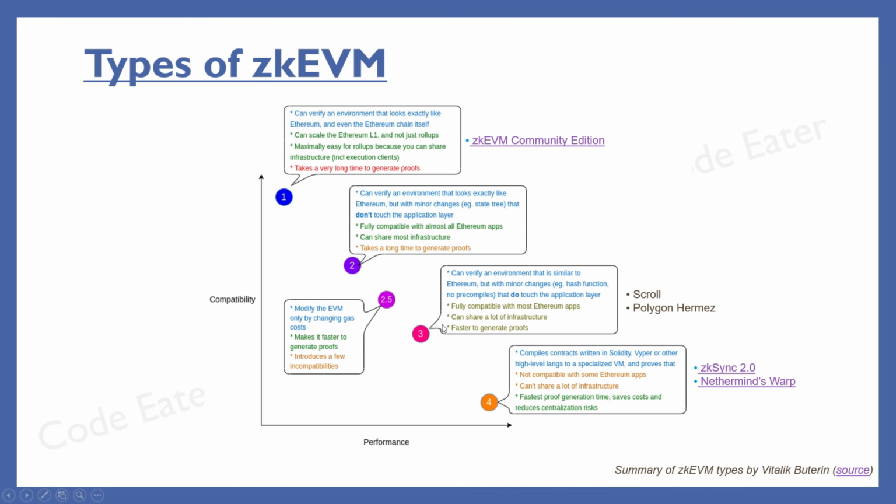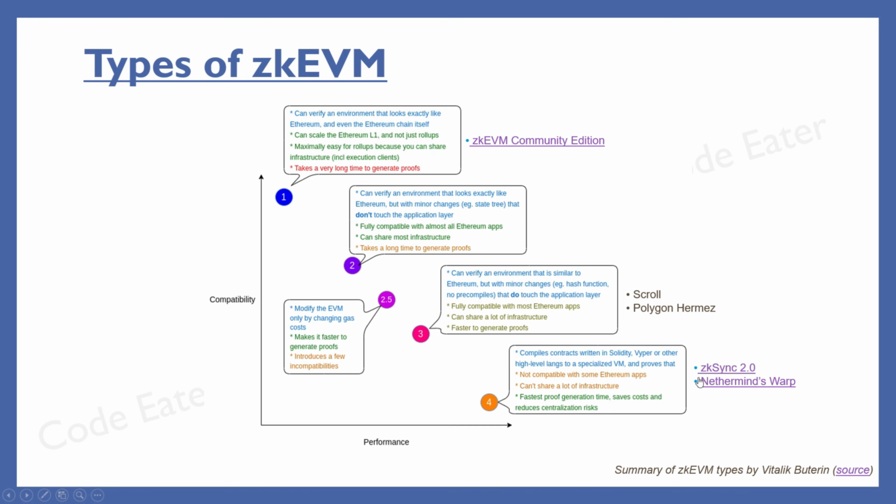So you need to make certain changes to your Solidity code, some minor changes, so that you can deploy it on Polygon Hermez or Scroll. They can verify an environment that is similar to Ethereum, but with minor changes. As I said, you need to make some changes to your contract or to the application layer, some touches are needed in order to deploy it directly on the zkEVM of Scroll or Polygon Hermez. So they are fully compatible with most Ethereum apps, can share a lot of infrastructure, and are faster to generate proofs.